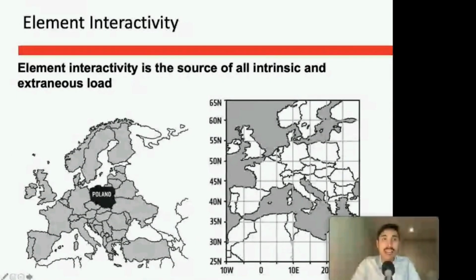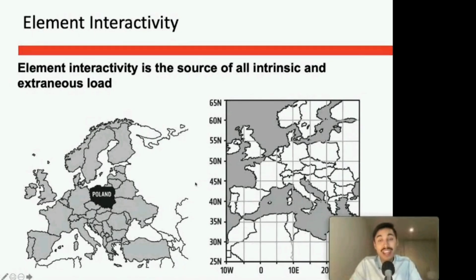So as an example, if we're just teaching students what Poland is on a map, that's a task that's very low in element interactivity. Students just have to think, oh yep, it's this area here, it's called Poland. Great, maybe there's 2 elements there. Again, it's not hard and fast how many elements there are, but as a rough idea, that might be 2 elements. However, if we're trying to teach students to find Poland on a map as a grid reference, we need to teach them what longitude is.